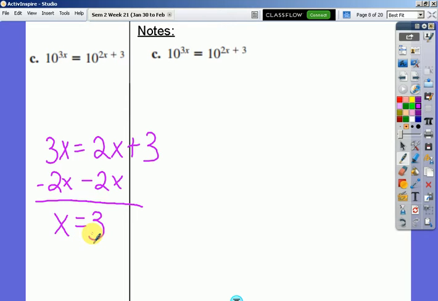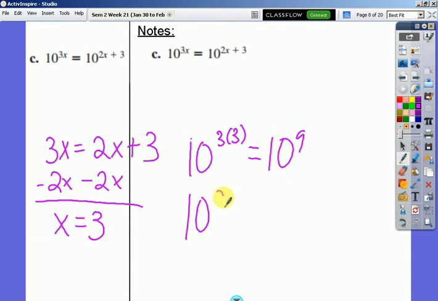Again, you can check. 10 to the 3 times 3 is 10 to the 9, for the one on the left side. And on the right side, 10 raised to 2 times 3 plus 3 is 10 to the 6 plus 3, which is 10 to the 9th as well. Any questions?